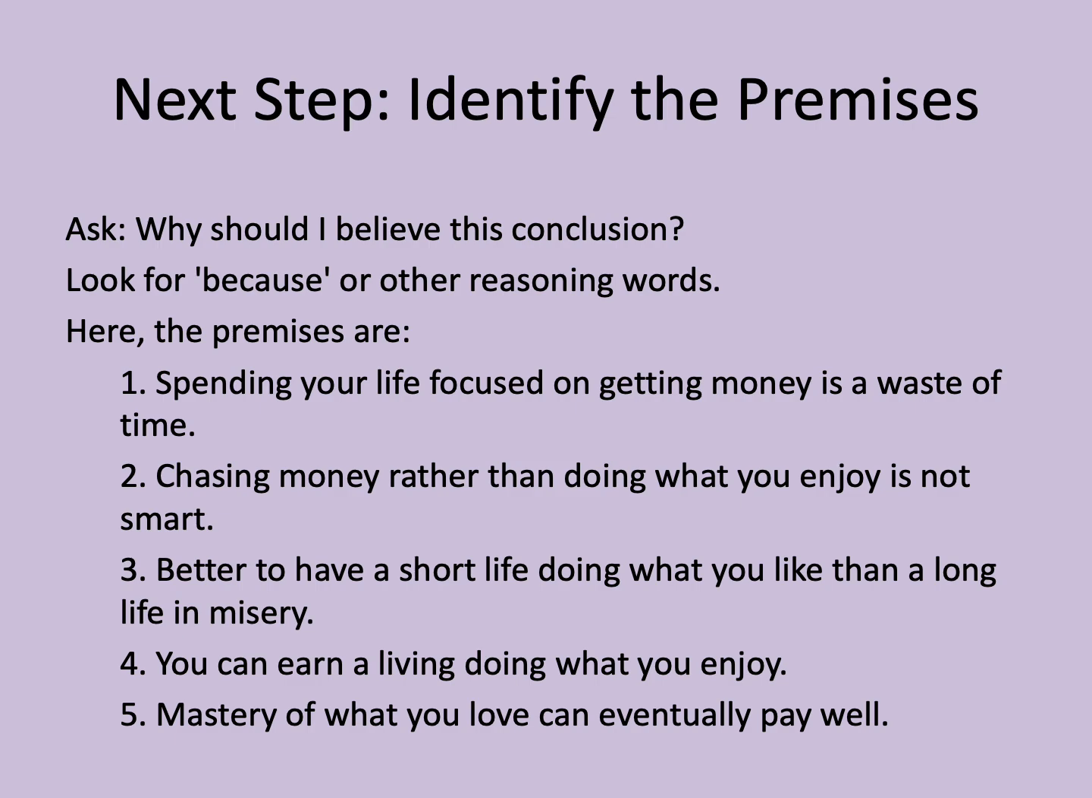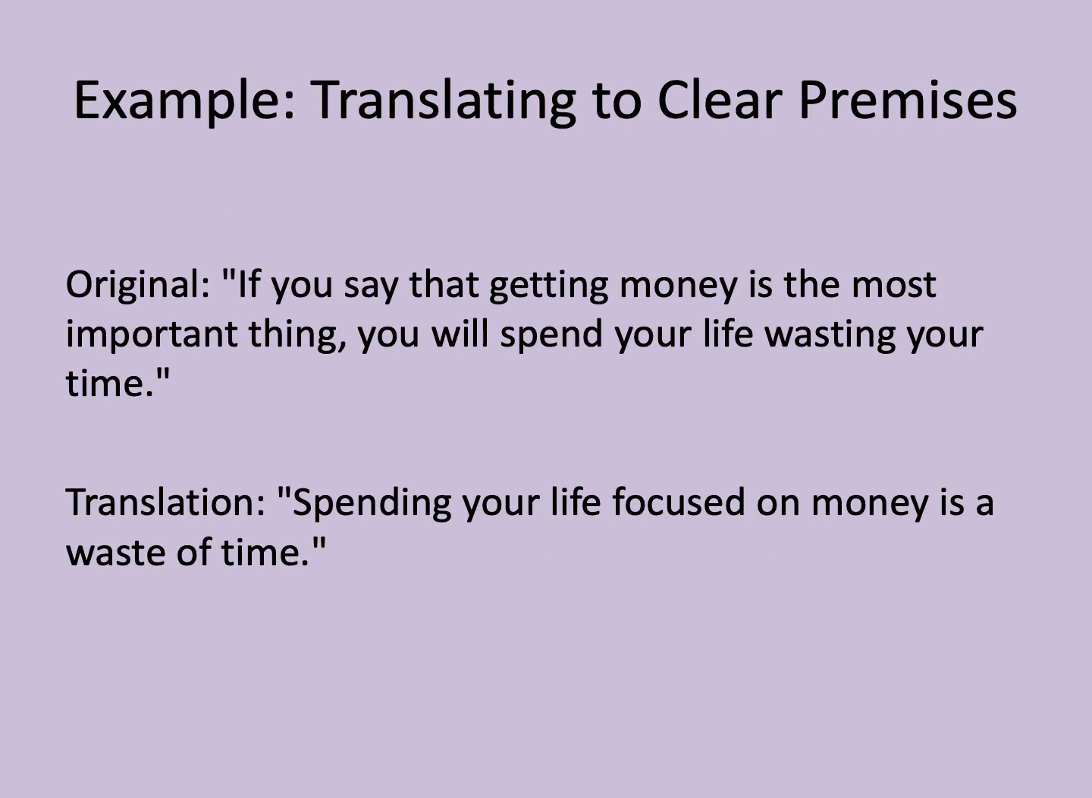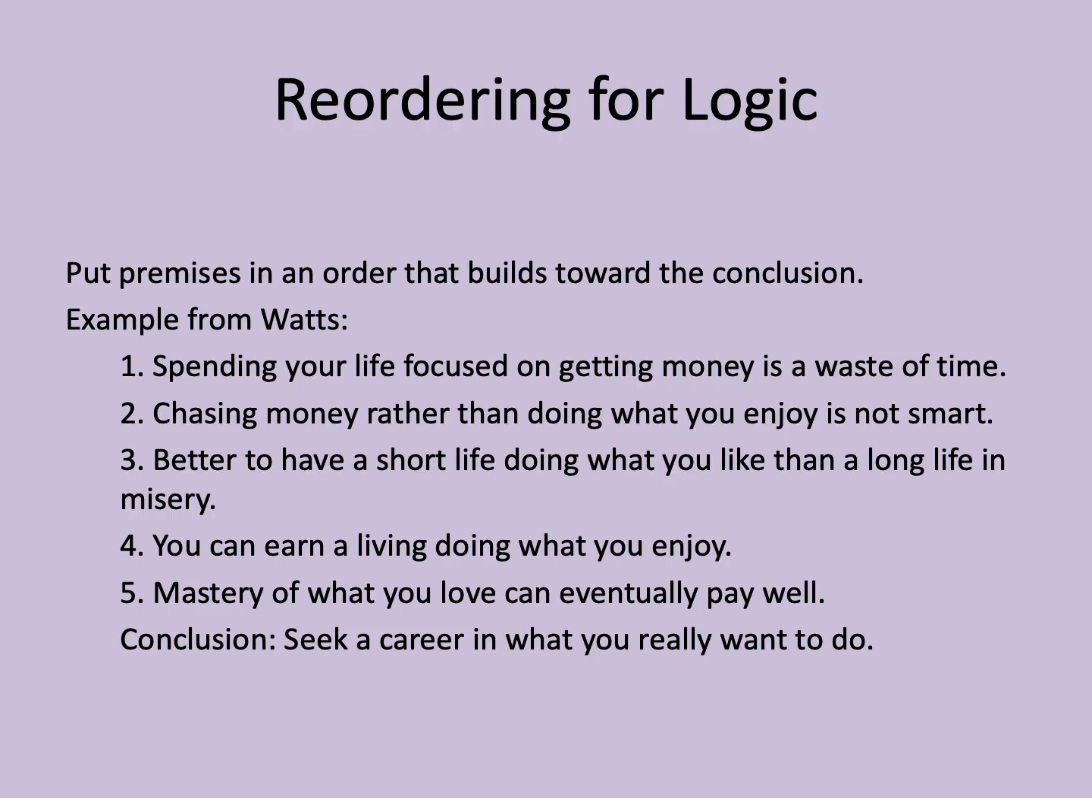Okay, onward. Here's how we translate a quote into a clear premise. Watts says, if you say that getting money is the most important thing, you will spend your life wasting your time. We rewrite it simply as, spending your life focused on money is a waste of time. This makes the reasoning easier to see. Once we have all the premises, we put them in an order that makes the reasoning flow naturally. This makes the argument easier to follow and evaluate.